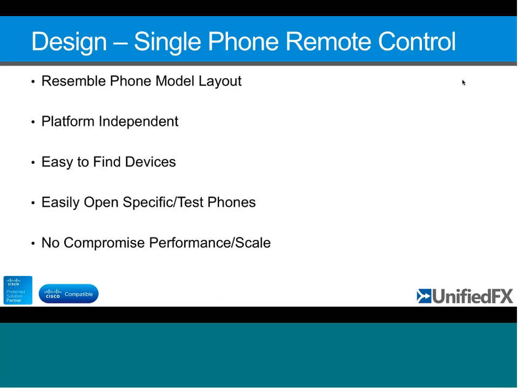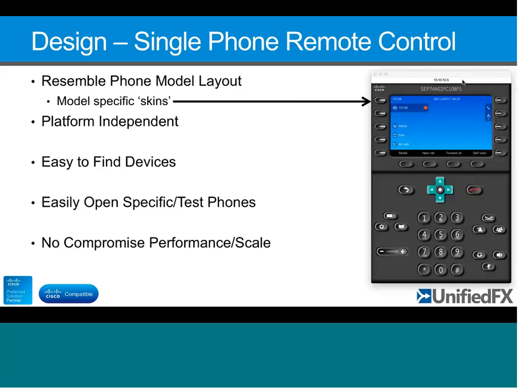It's hard to make it look like a phone sensibly and have hundreds of them at one time. So the interface has to be abstract from a phone perspective. But if you want to focus on one phone at a time, you obviously want it to resemble that model layout. So that's when you would introduce the concept of model-specific skins. So for each model, it looks as close as we can sensibly put it.